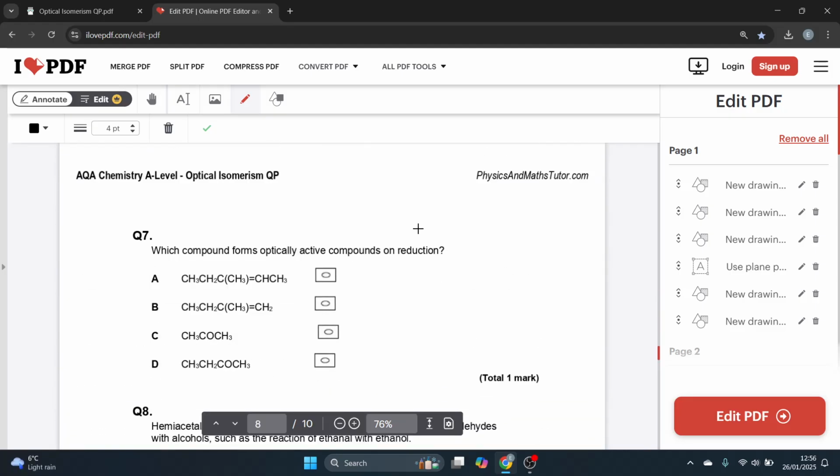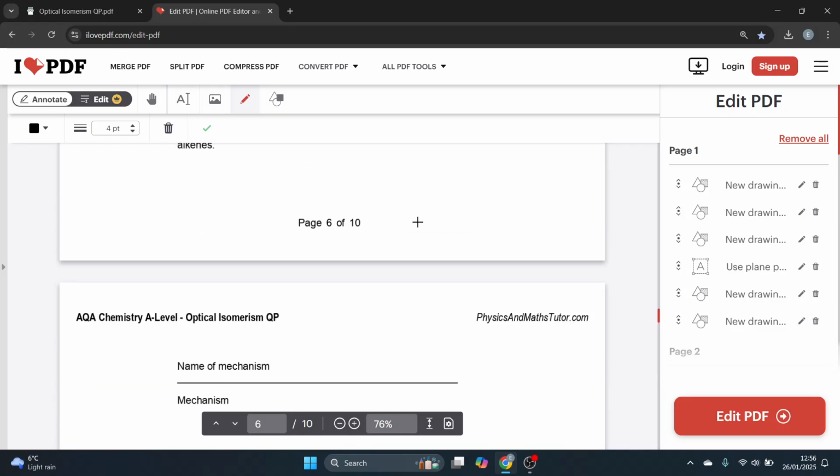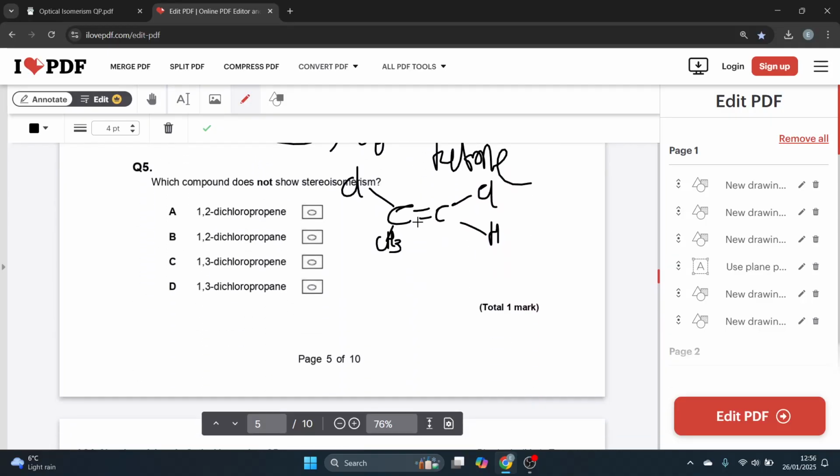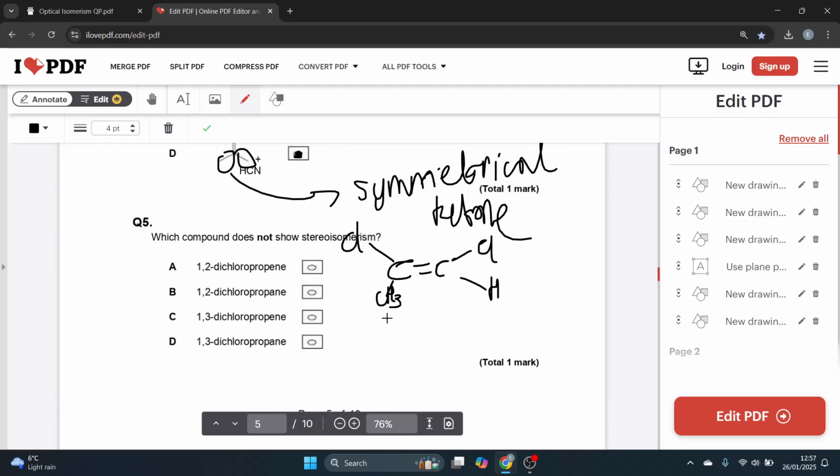Let's check how many left. Okay, so quite a bit of questions left. Okay, which compound does not show stereoisomerism? Well, I've got a double bond, 2 chlorine atoms on adjacent carbon atoms. So it actually can show stereoisomerism. It can show cis-trans isomerism, due to restricted rotation around the double bond.